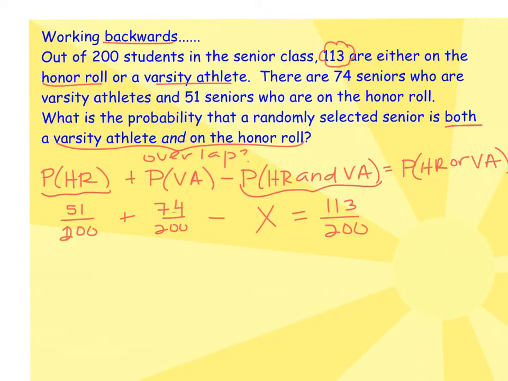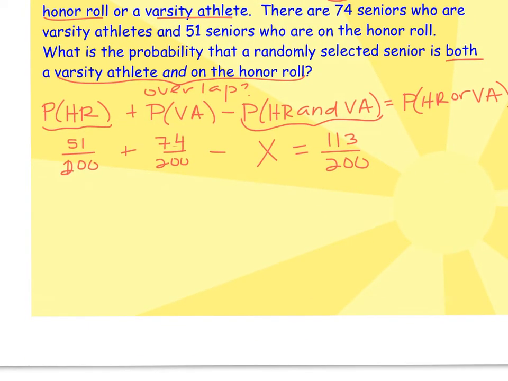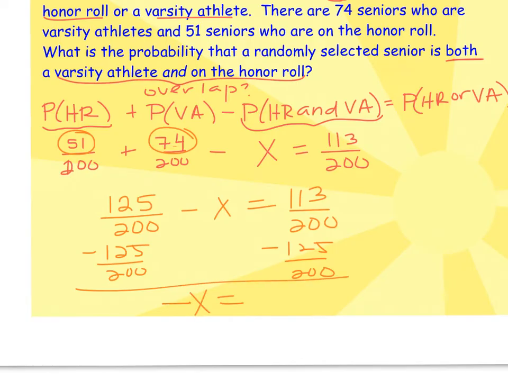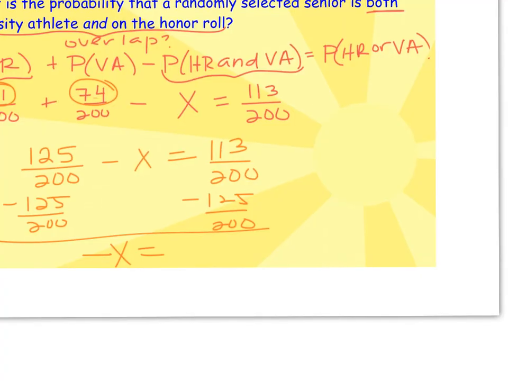From here, this is just algebra. We're going to work backwards to figure out the probability that a student's on both of those. On that left-hand side, we can actually take the 51 and the 74, and we'll just add them together. That's 125 over 200 minus X equals 113 over 200. We can go ahead and move the 125 to the other side. So I'm going to move that whole fraction, actually. Minus 125 over 200. We have negative X. But on the right-hand side, we're going to get a negative answer as well. 113 minus 125 is negative 12.